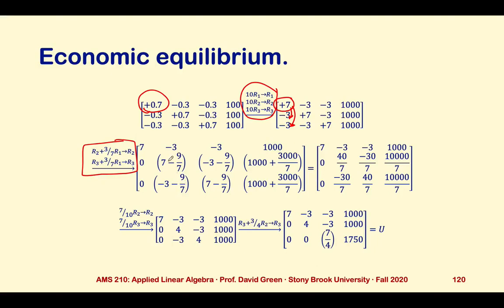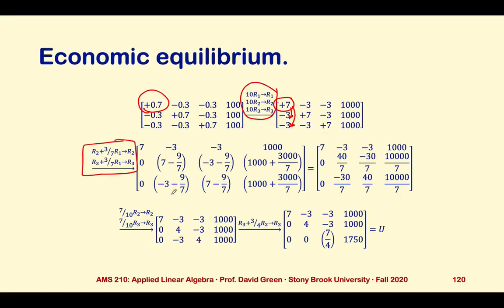Let's simplify. 7 is 49 over 7. 49 minus 9 is 40, so this leads to 40 over 7. Negative 3 is negative 21 over 7. Minus 9 over 7 gives us negative 30 over 7. And 1,000 is 7,000 over 7. So 7,000 over 7 plus 3,000 over 7 is 10,000 over 7.